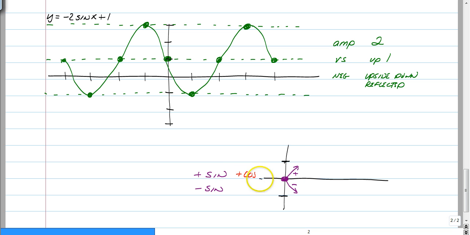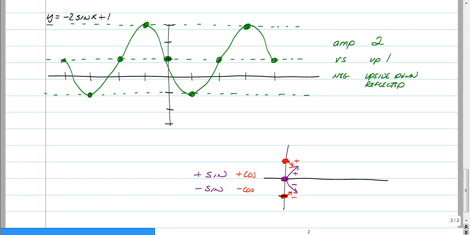Positive cosines always start at the top first and go down. And negative cosines will always start at the bottom and go up. Okay? So cosines will start at the top or the bottom. Sine will always start at the center or your node, and it'll just either go up or down depending on if it's positive or negative. Okay? So that's it. That's the basics of sine and cosine waves.